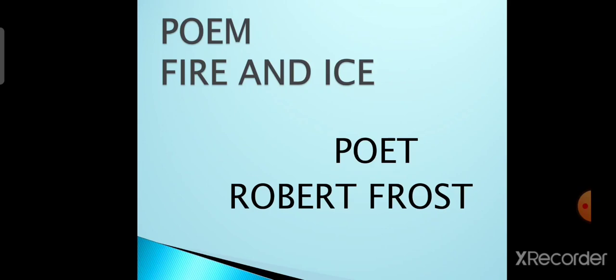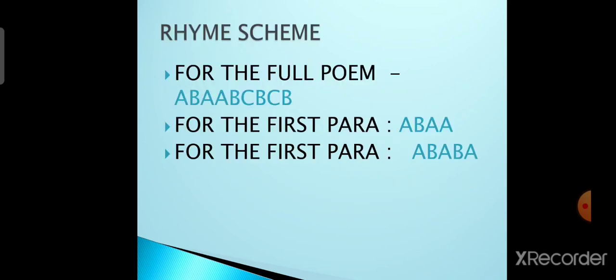properly written. Next, we are beginning with the poem Fire and Ice, and the poet is the same, Robert Frost. Rhyming scheme for the full poem, if we go line by line, continuously, is A B A B C B C B. Different sound, different letters.